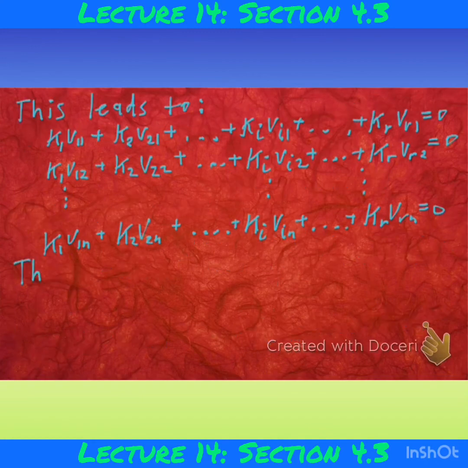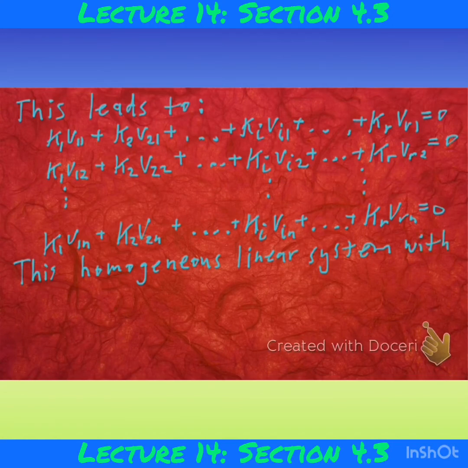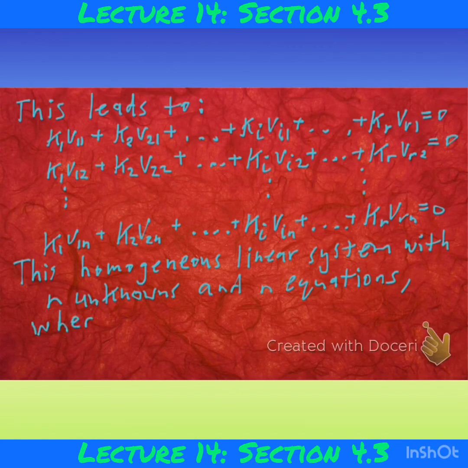All right, so this is a homogeneous linear system with r unknowns and n equations. And we said that r is bigger than n.